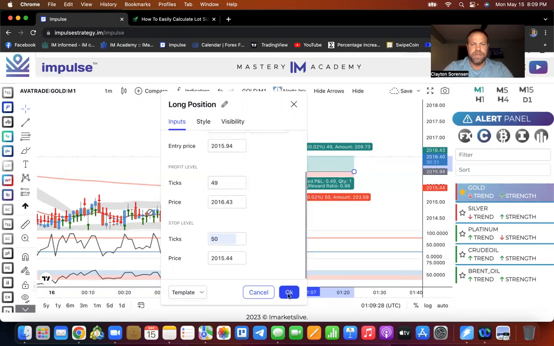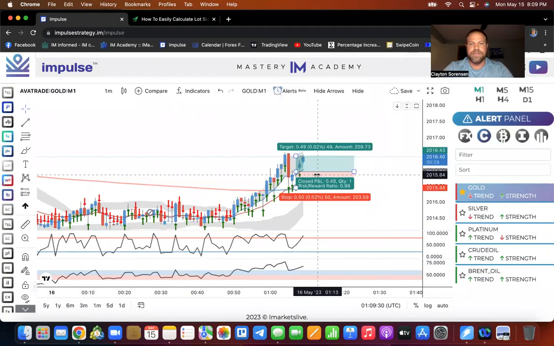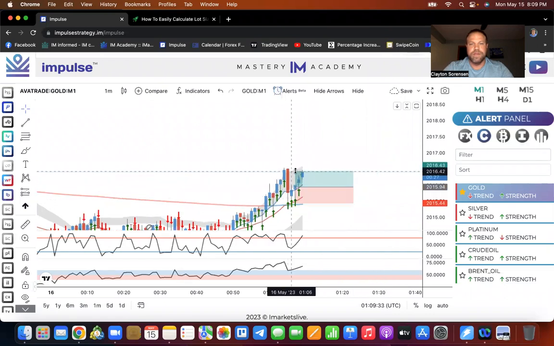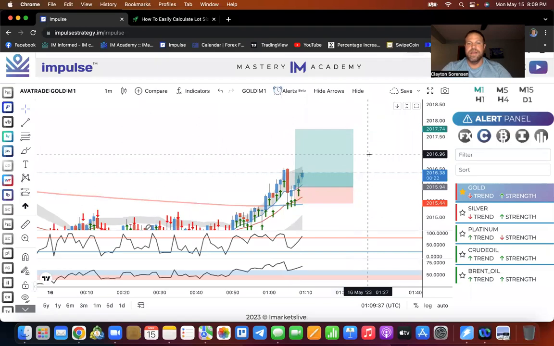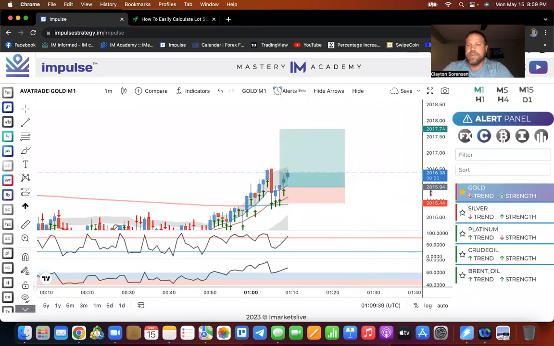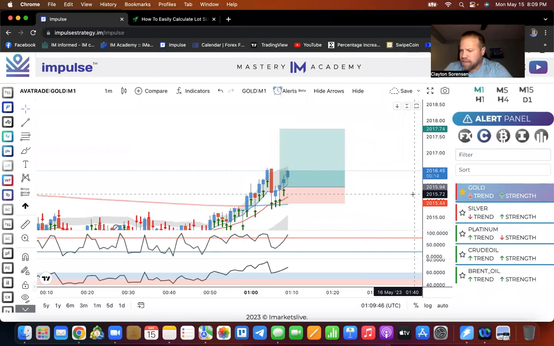That's weird. And so there's our 50 pip stop loss. Say you want to run this up here a little bit, whatever. So basically the numbers we want, our entry price is 2015.94. So I'm writing down 2015.94. That's my entry.